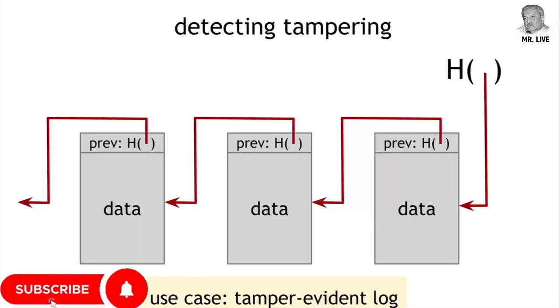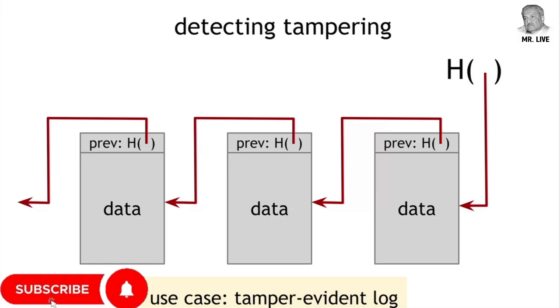For example, here's a linked list that we've built with hash pointers. And this is a data structure that we're going to call a blockchain. So just like a regular linked list where you have a series of blocks and each block has data as well as a pointer to the previous block in the list, here the previous block pointer will be replaced with a hash pointer.